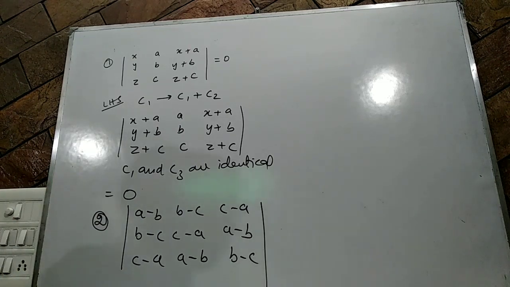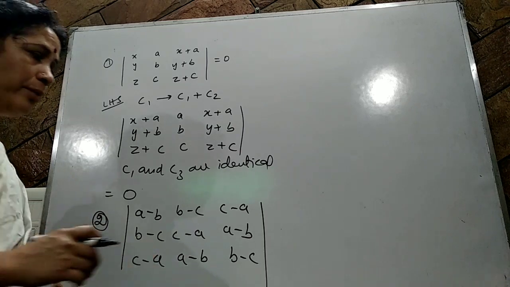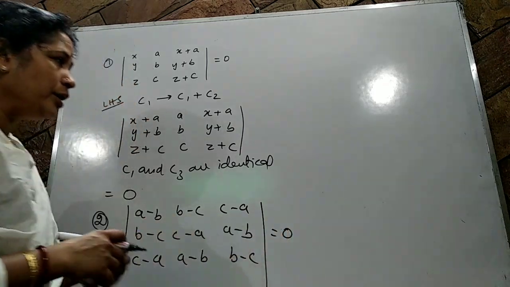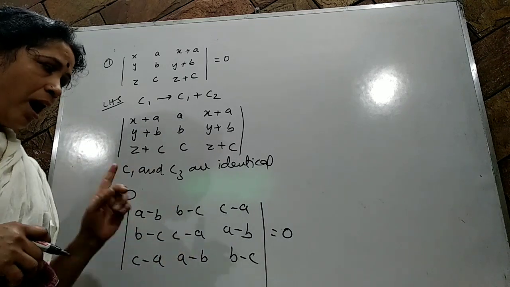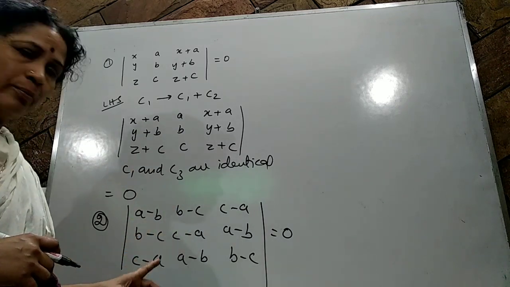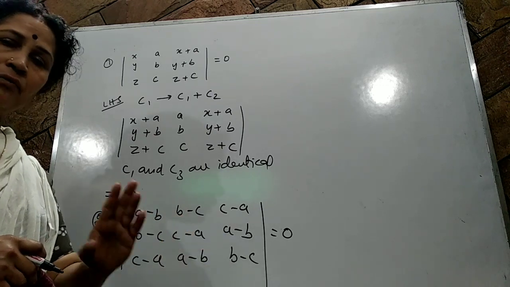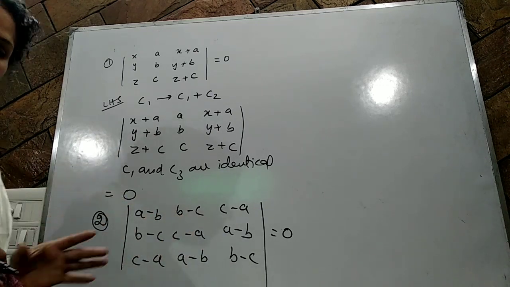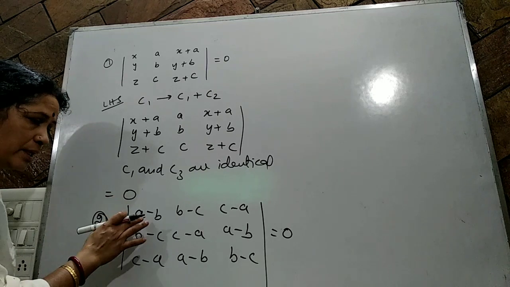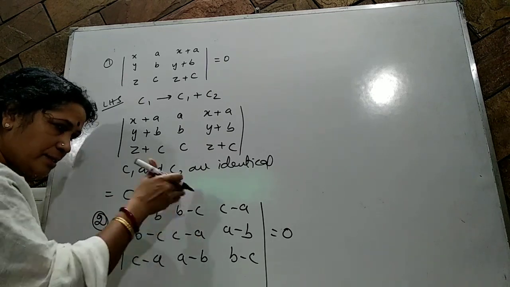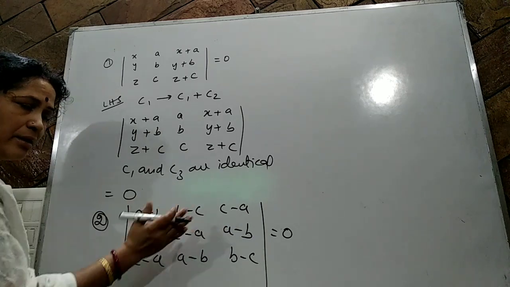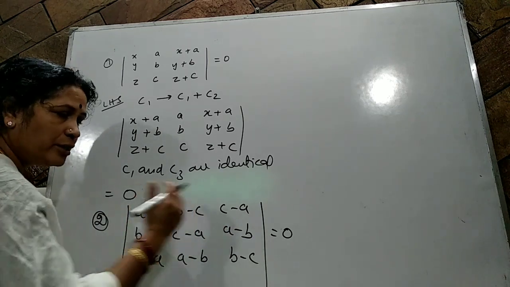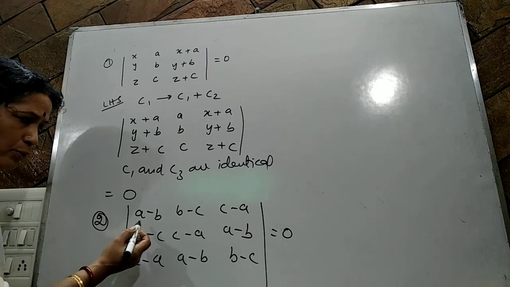Now you have to use the property. I told you there are 3 ways you can make it equal to 0. Either you should bring identical, or otherwise proportional, or otherwise any row or any column with all elements 0, then the value of determinant is 0. 3 ways I told you. Here you have to see C1, C2, C1 means like this, R1 means like this, R1, R2. Row wise means horizontally, column wise means vertically. Okay. So that is up to your choice.